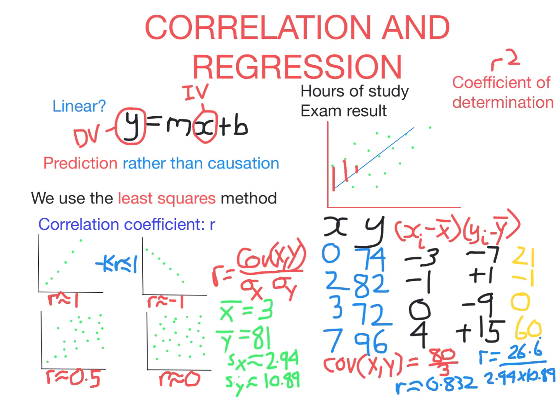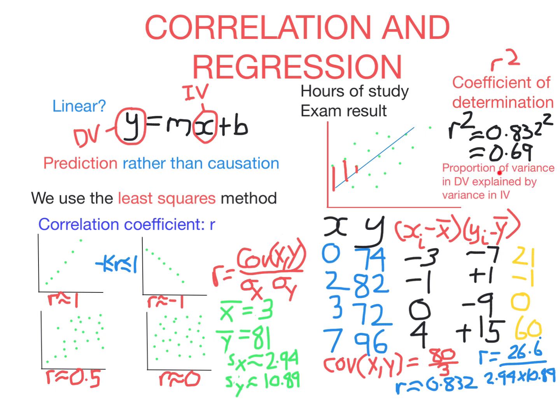But R squared is what we really want. It's called the coefficient of determination. So if R is 0.832, R squared is just that squared, and that's approximately 0.69. The way that we interpret R squared is the proportion of variance in the dependent variable explained by the variance in the independent variable. So basically, the relationship between X and Y explains 69% of the variance. In terms of our example, that means 69% of the variance in exam result was explained by the variance in hours of study.